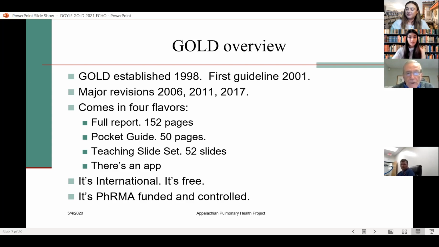Something I think really important about GOLD is it's international. There are other international guidelines, but this is one of the most important major chronic disease guidelines that I can think of that's based on an international consensus rather than simply a national one. And it's free, and that's a great advantage. Something to be aware of is that it is funded and therefore controlled by the Pharmaceutical Research and Manufacturers Association of America. And if you want to know why I think that's important, we can discuss that at some other time. Next slide.